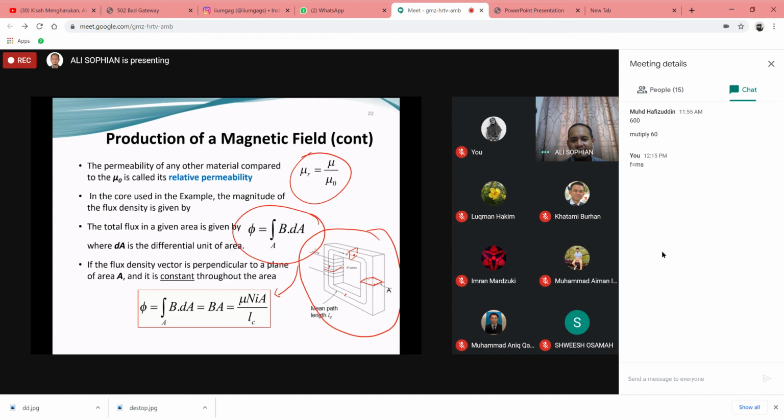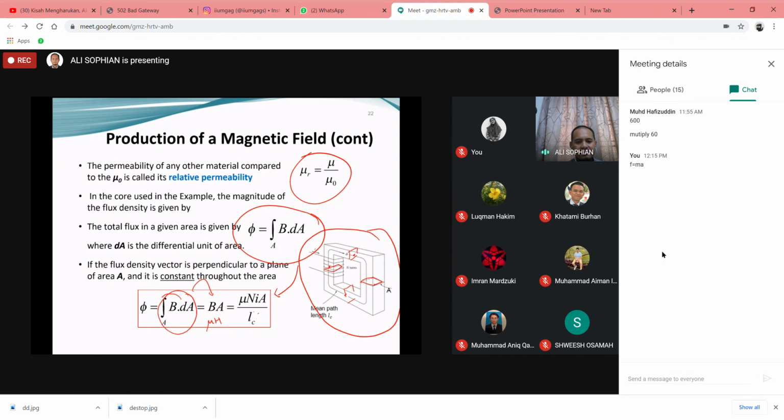The flux is always the same anywhere, and the cross-section area is the same at all these different sides of this core. So because B is constant, we can simplify this into B times A. Okay, and then B equals mu H, and the H can be replaced by the equation that we had on the previous slides, which is this here.